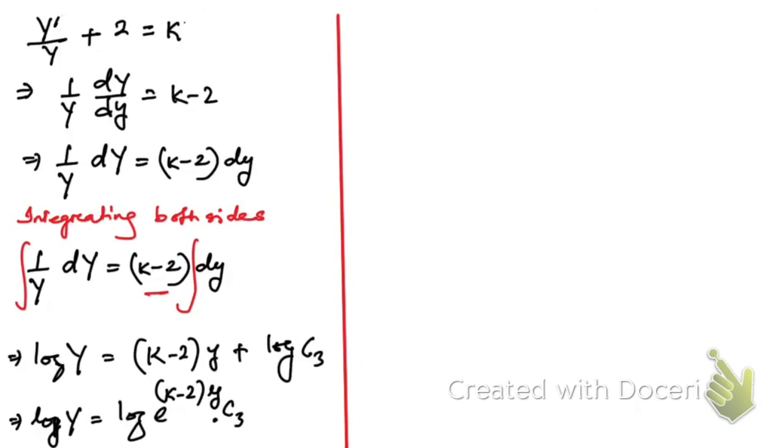Here you see we can remove the log from both sides, then our result is going to be something like this: capital Y equals e to the power k minus 2 into small y into c3. Let me write the c3 here. Okay, that's what we're going to have. So hope you have understood till now.